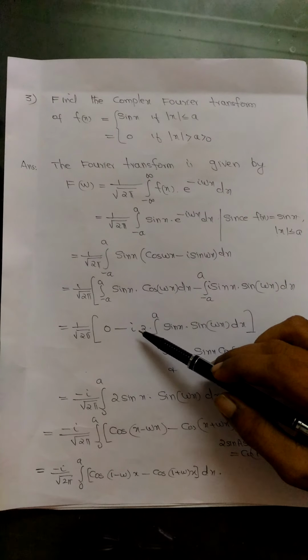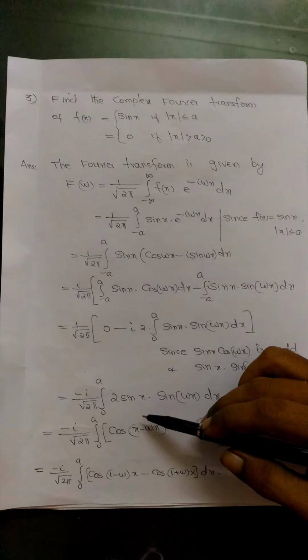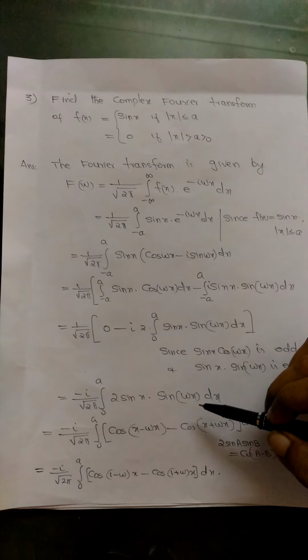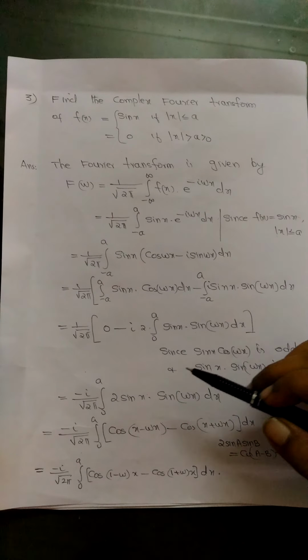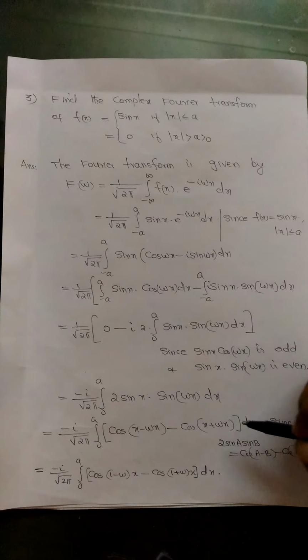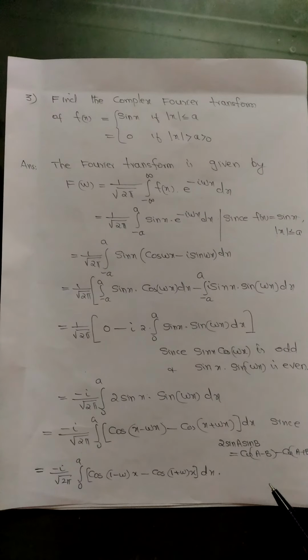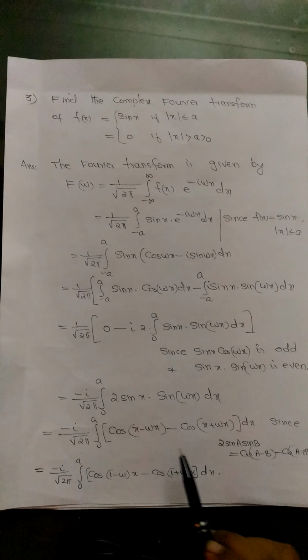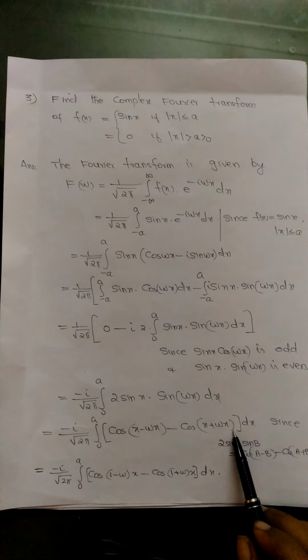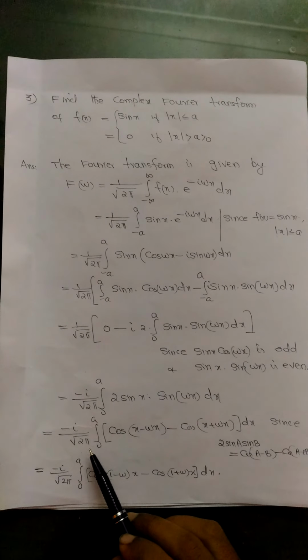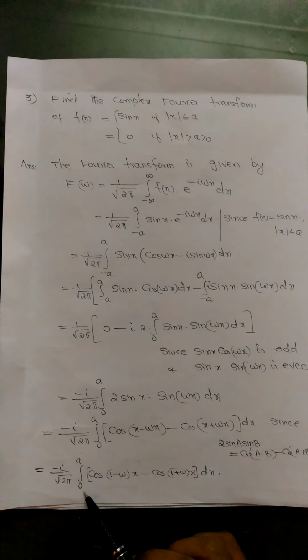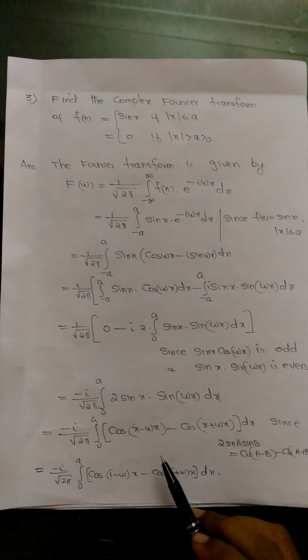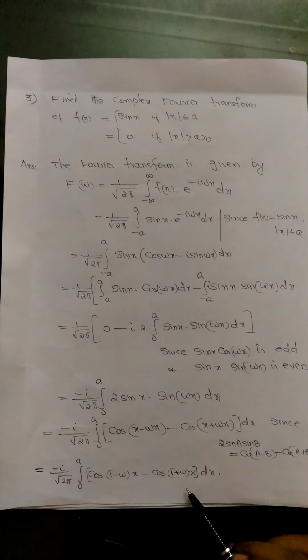So, this equals −i/√(2π) ∫ from 0 to a 2 sin x sin ωx dx. And we have a formula: 2 sin A sin B equals cos(A − B) − cos(A + B). Using that, this can be written as cos(x − ωx) − cos(x + ωx) dx. So, this equals −i/√(2π) ∫ from 0 to a [cos((1 − ω)x) − cos((1 + ω)x)] dx.